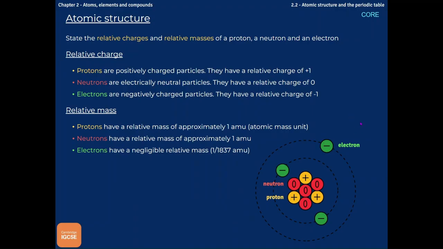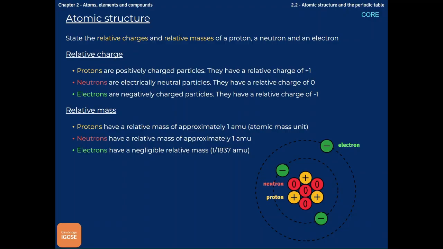Their masses. So mass, you can think of mass as similar to weight, right? Protons have a relative mass of approximately 1 AMU, atomic mass unit. So this is a special unit that's again relative to the other things, right? Protons and neutrons both have masses of 1 atomic mass unit. If you want to know what it is in kilograms, it's like something times 10 to the -17.